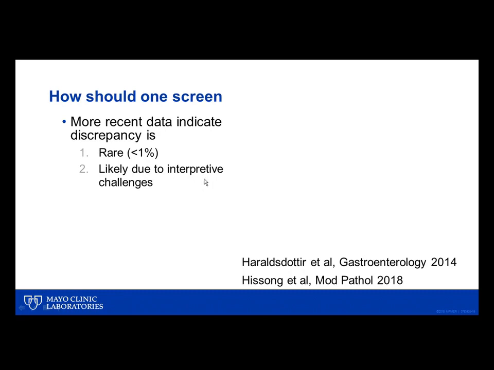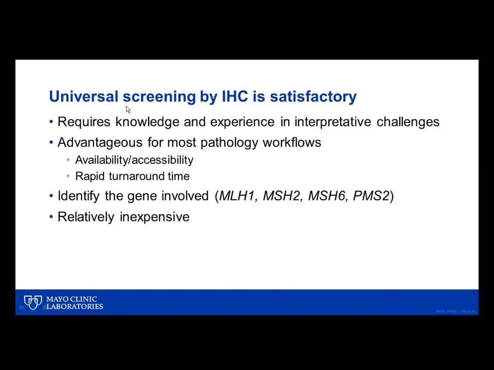So when discrepant cases are re-reviewed, there are usually interpretive challenges in the immunohistochemistry that are resolved with re-review and allow us to appreciate that many cases are actually concordant, and the data will suggest that of the order of 99% of cases are actually concordant. So I think the data available to us currently today would indicate that universal screening by immunohistochemistry is satisfactory, but I think it's important to emphasize that it requires knowledge and experience in the interpretive challenges. There are many cases that are straightforward, but there are some cases that are not.